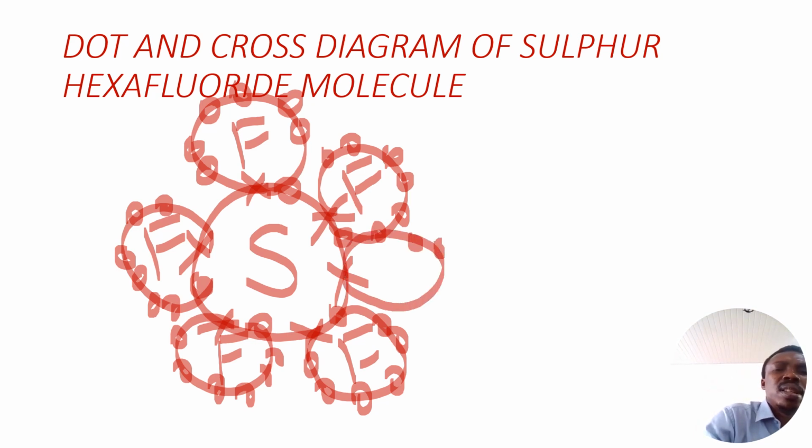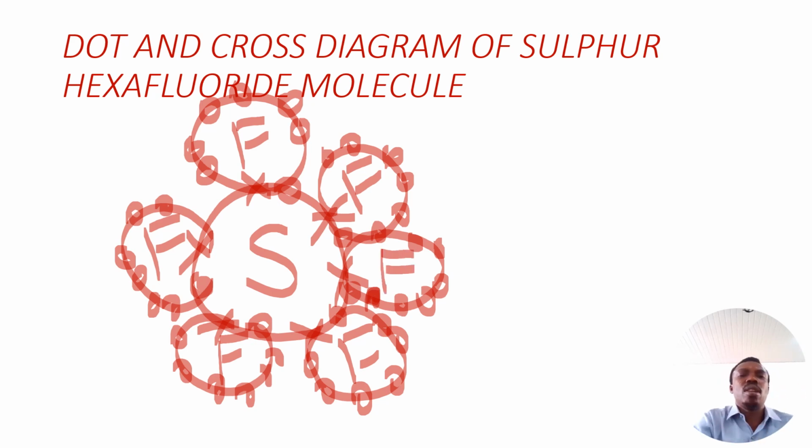1, 2, 3, 4, 5, 6, 7. So this fluorine. Each of the fluorine atoms has completed its octet state. While if you look at sulfur, you have 1, 2, 3, 4, 5, 6, 7, 8, 9, 10, 11, 12, which is an expanded octet, which is more than 8.